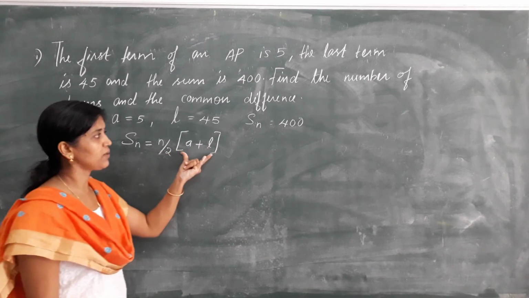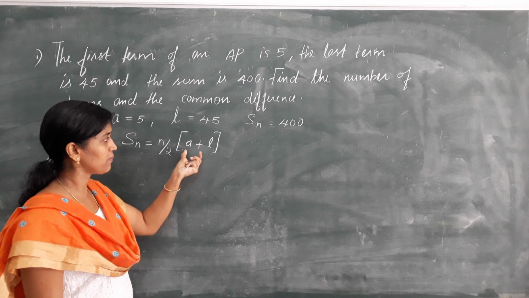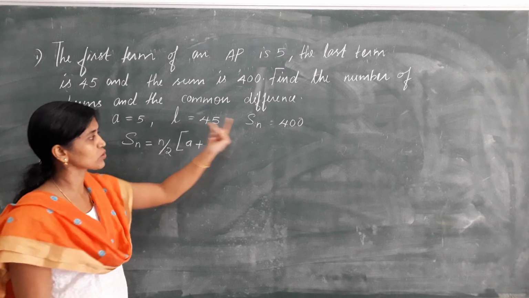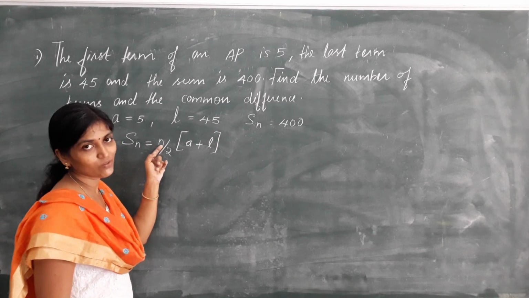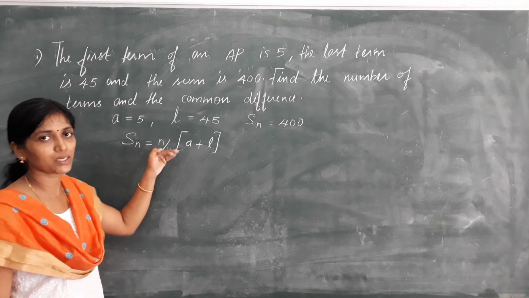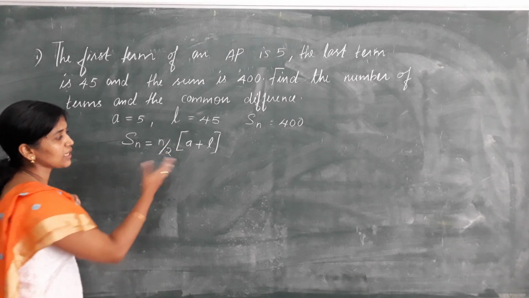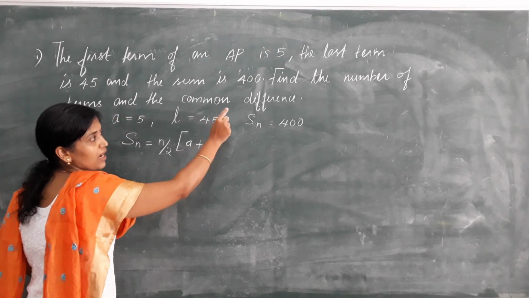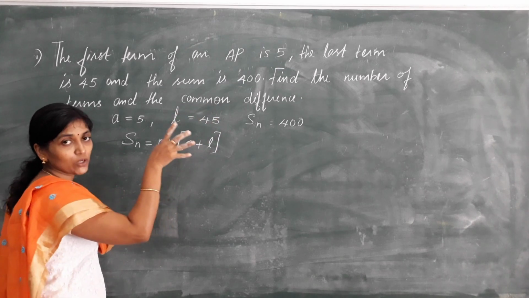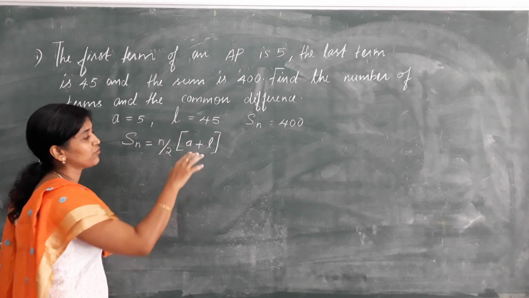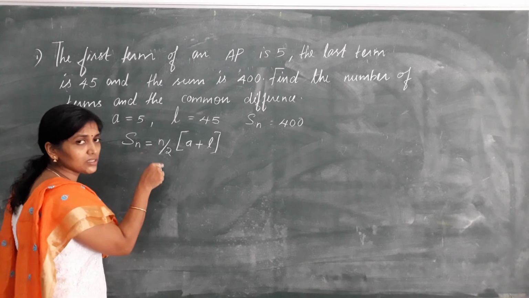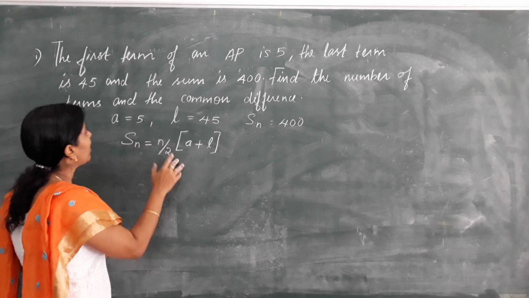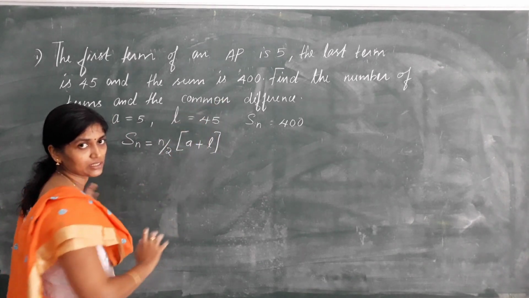Here, we are taking this formula because when we take this formula, l is known to us, a is known to us, and Sn is also known to us. The only unknown is n, which means you will get an equation in n that we can solve. But when we use the other formula, n by 2 into 2a plus n minus 1 into d, both n and d are unknown. So, you will get an equation containing two unknowns, which will be difficult to solve. Here, if you take this formula, you get only one unknown, that is n. So, first you can get n. After getting the number of terms, we can get the common difference.